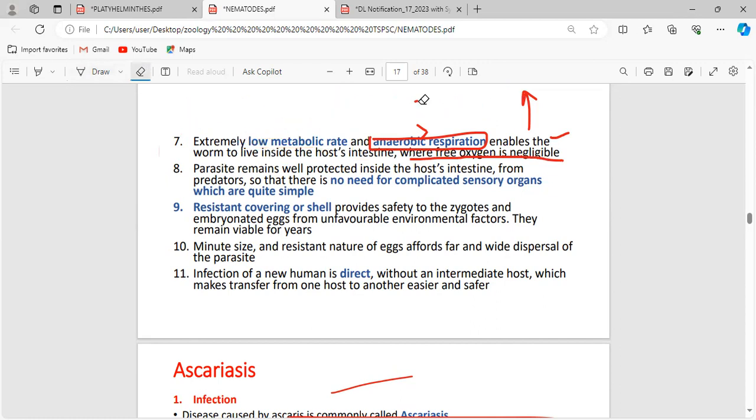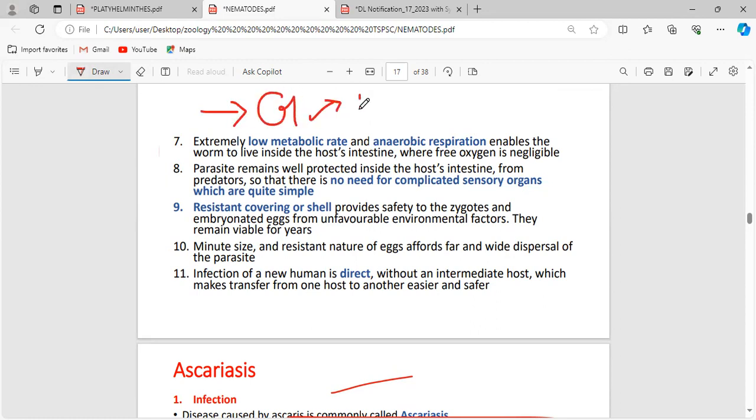As Ascaris prefers anaerobic respiration, it prefers to live in the intestine. Why does every such organism prefer to live in the gut region of the host? Because there is no need of oxygen there. Even though the metabolism rate is low, they can manage in that environment. So they prefer to live in the gut or the intestine of the host.